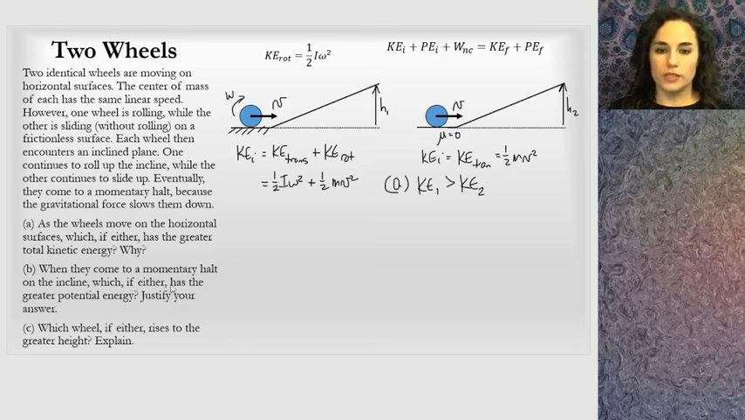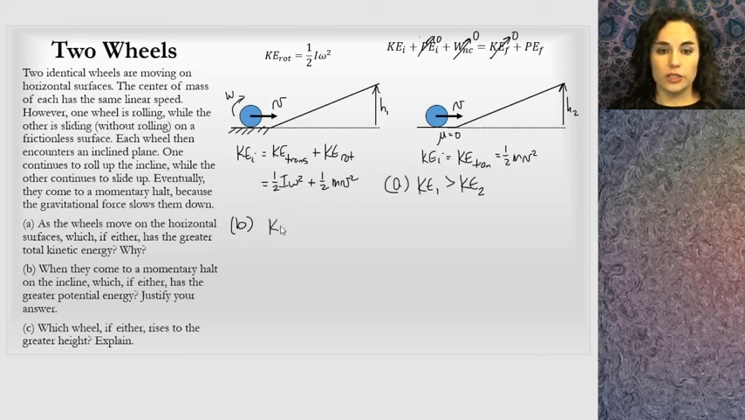When they come to a momentary halt on the incline, which, if either, has the greatest potential energy? Justify your answer. Let's write down the conservation of energy equation for each of them. Initially, they both have 0 potential energy, and I know that there are no non-conservative forces acting on the incline to take energy away from the system. The final kinetic energy, it says both of them come to a halt, so the final kinetic energy for both of them is going to be 0 as well.